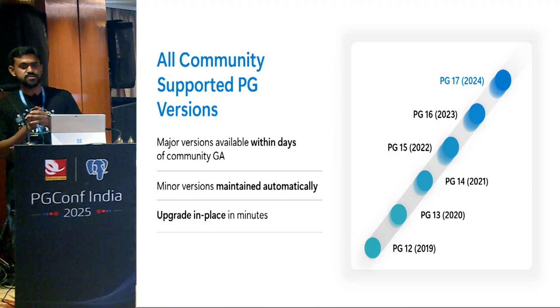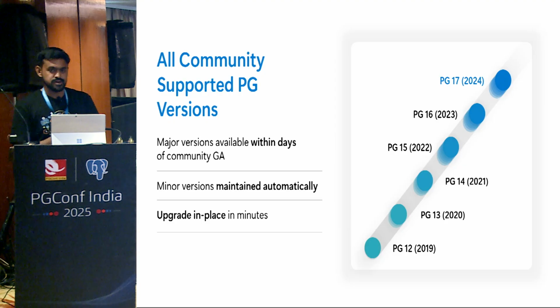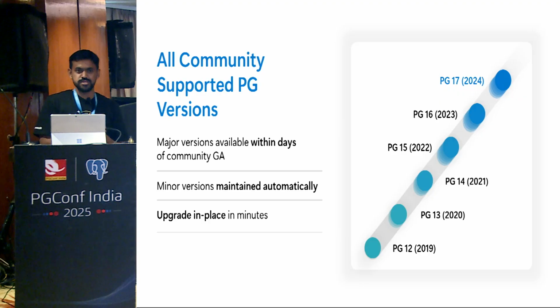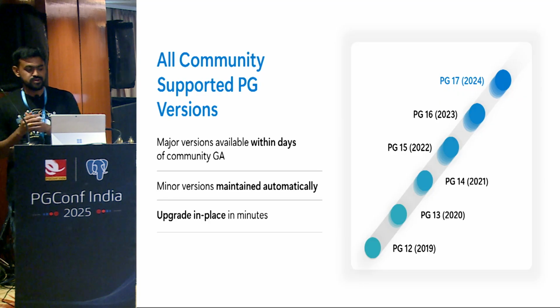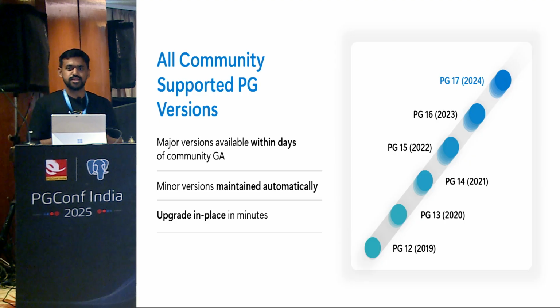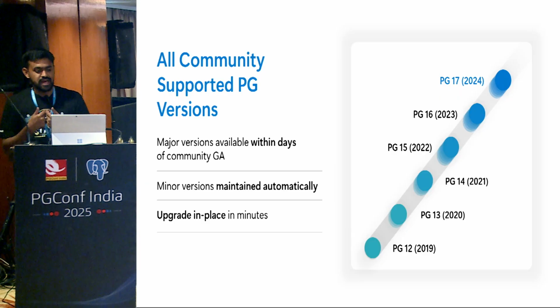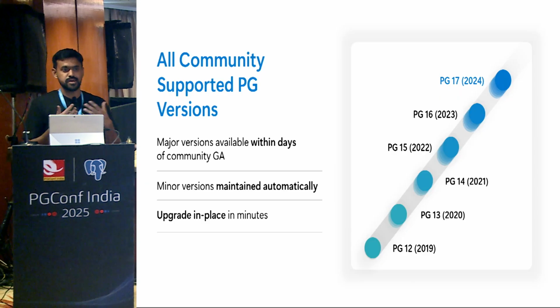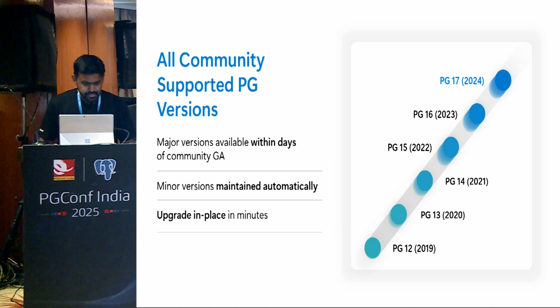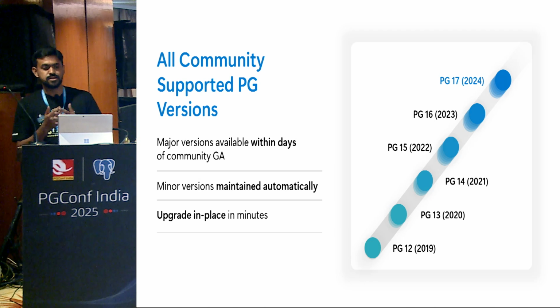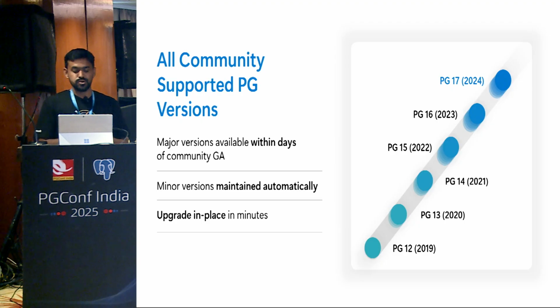When PG15 released, it took more than a month for us to make it available in flexible server. And when it came to PG16, it took close to a month. And PG17, we now made it available in Flex within a week. And the goal is to make it available even faster, right? We have a process in place, and we are working on it to make it available to the customers as soon as possible. Minor version upgrades are done automatically through scheduled maintenance.